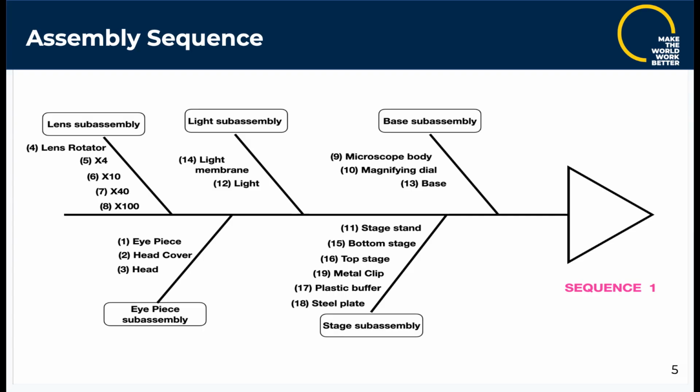There are 2 proposed assembly sequences shown in the fishbone diagram. The first sequence starts with the lens subassembly. We then move to the eyepiece assembly, followed by the light subassembly. Next comes the stage assembly, and finally the base assembly, where the main body is put together.